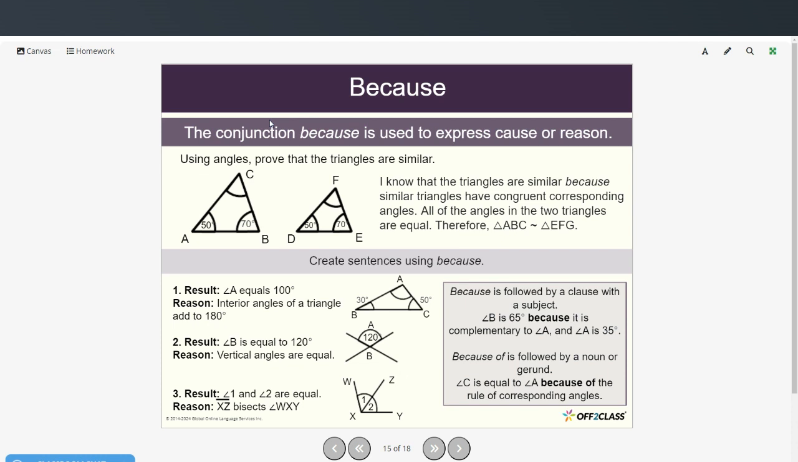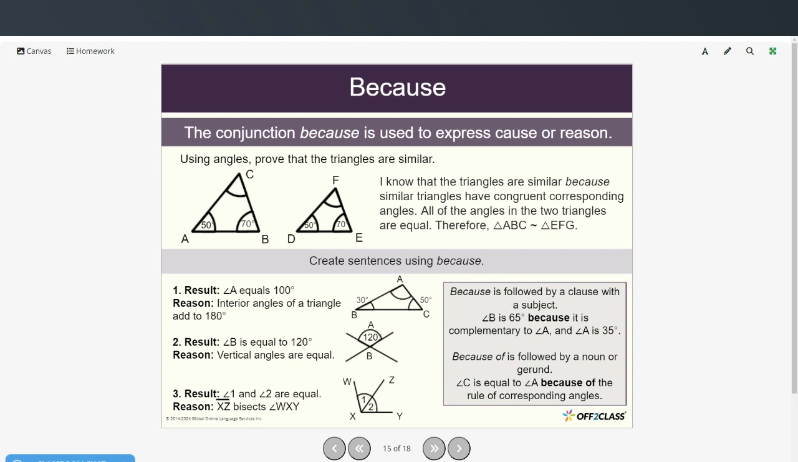All right, the conjunction because is used to express cause or reason, and using angles to prove that the triangles are similar. So here's an example. I know that the triangles are similar because similar triangles have congruent corresponding angles. All of the angles in the two triangles are equal. Therefore, triangle ABC is congruent to triangle EFG, because the measurements are the same, even though the sizes of the triangles are different.